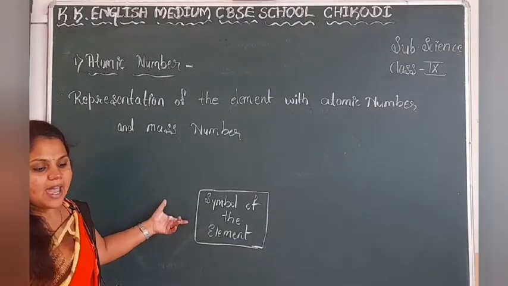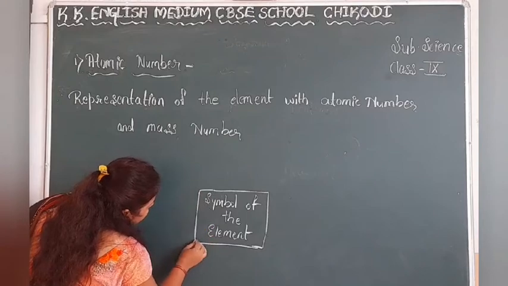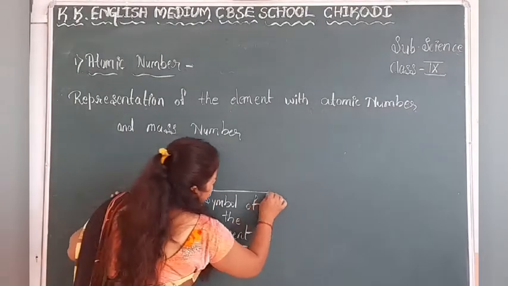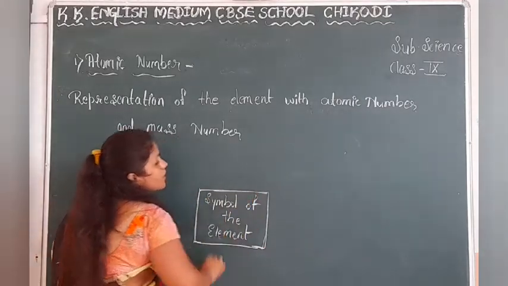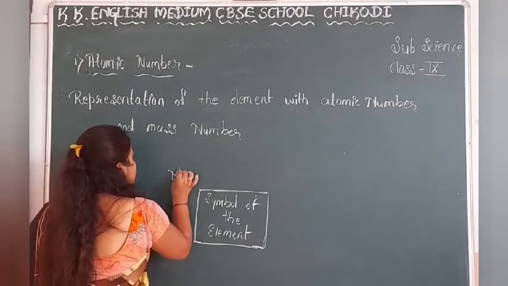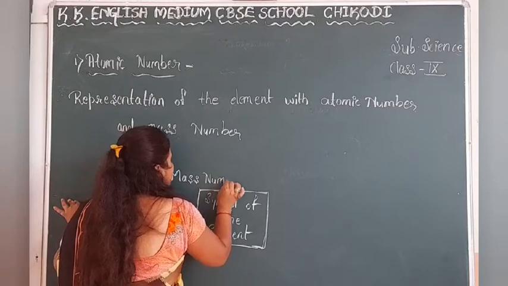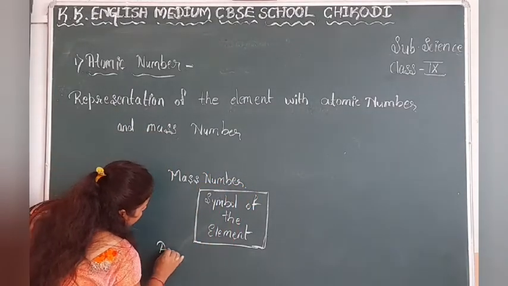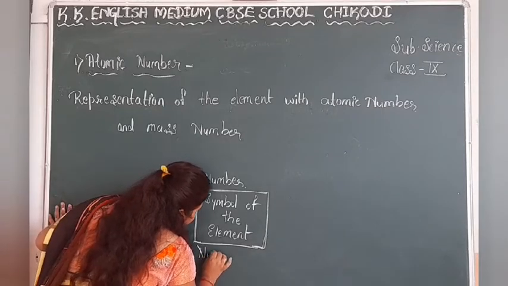Next, the symbol of the element. Then at the left hand corner, this is the left hand corner and this is the right hand corner. So the above part you have to write the mass number, and below part you have to write the atomic number.